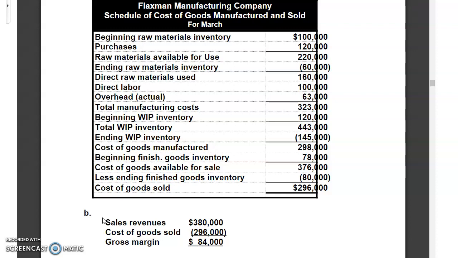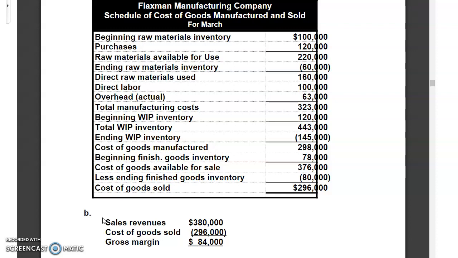Now, if this seems familiar, it should be. When we did inventory for merchandisers, we only had one inventory account, but we started with beginning inventory. We added in the purchases, which gave us the amount of goods that were available for sale. Take out the ending inventory to get to the cost of goods sold. So we're doing the same process, but we have to pull more things in a manufacturing environment.